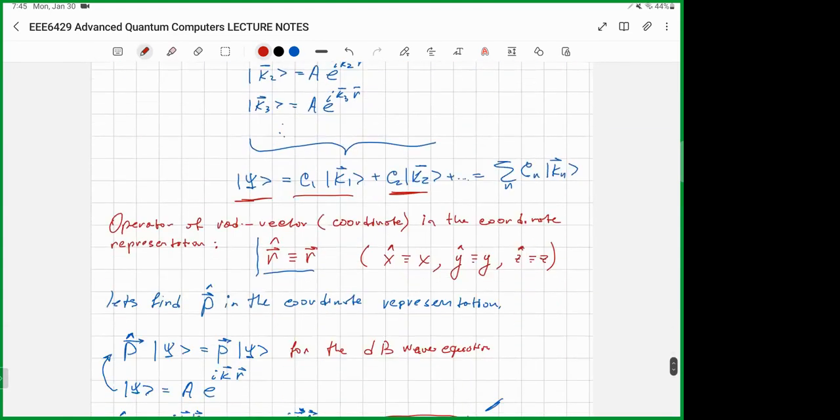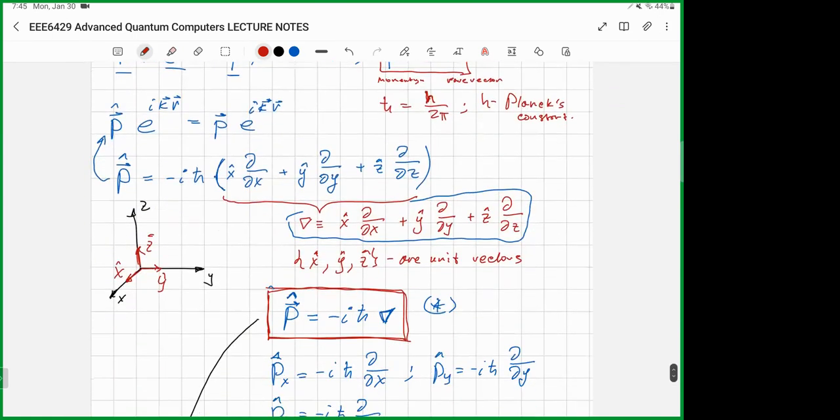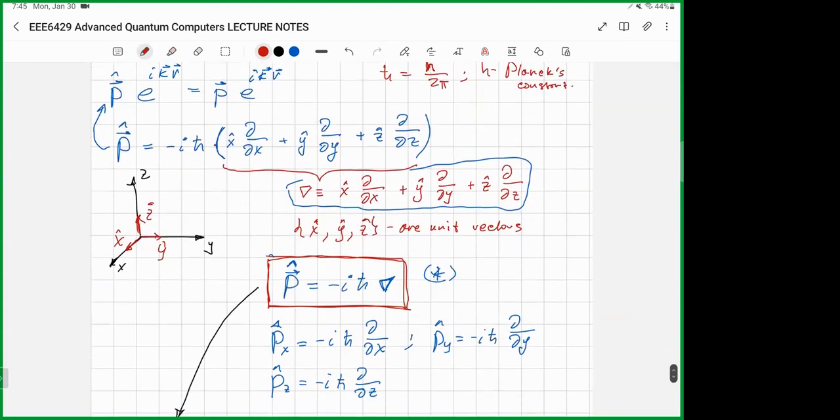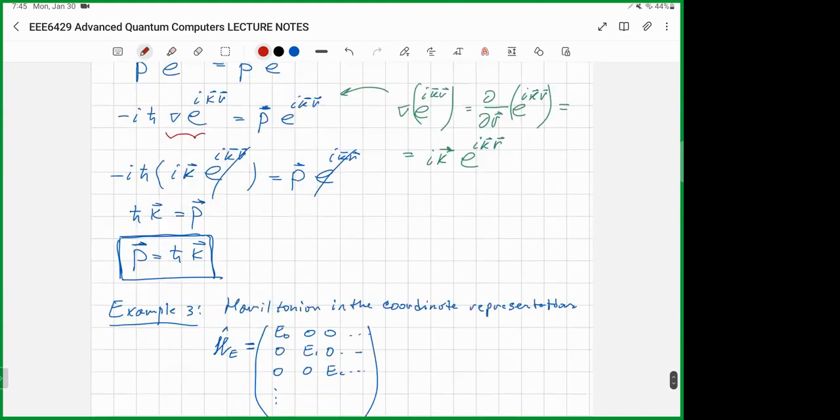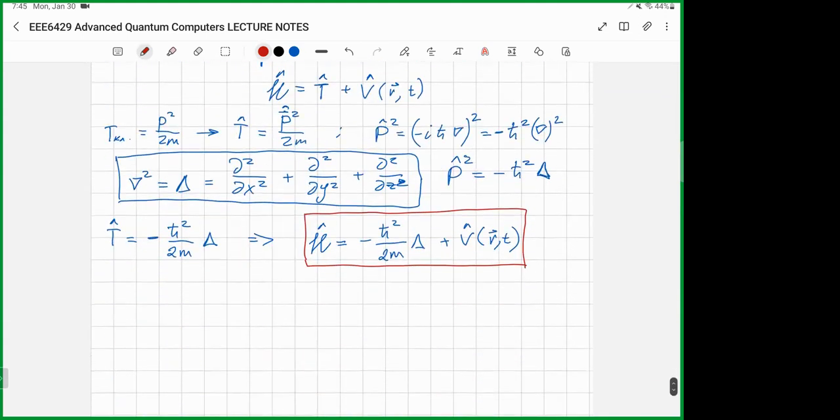And then we talk about the Hamiltonian in the energy representation and the Hamiltonian in the coordinate representation. So, okay, next time we will practice a little and continue this description. So let me stop the recording and we can discuss if you have any questions.